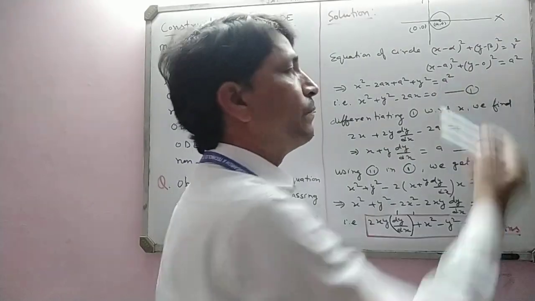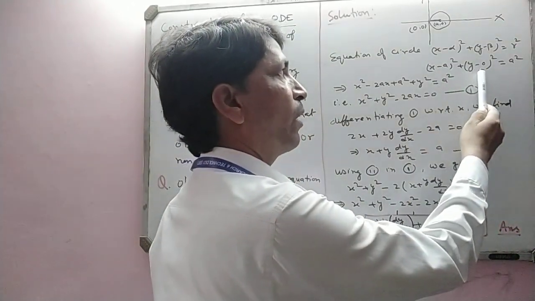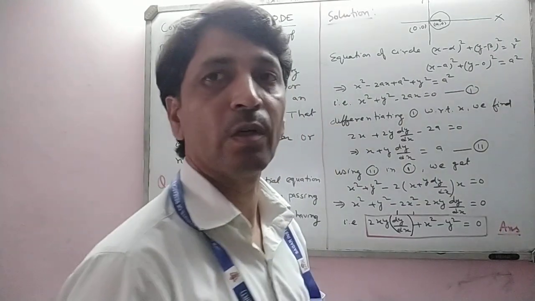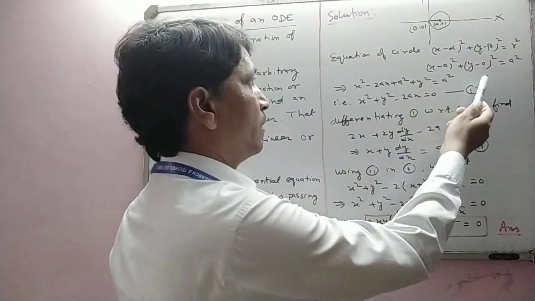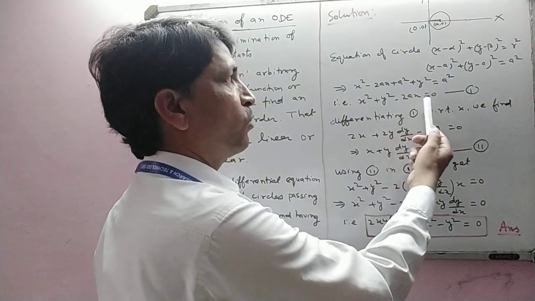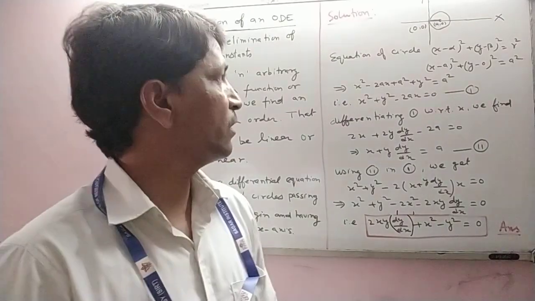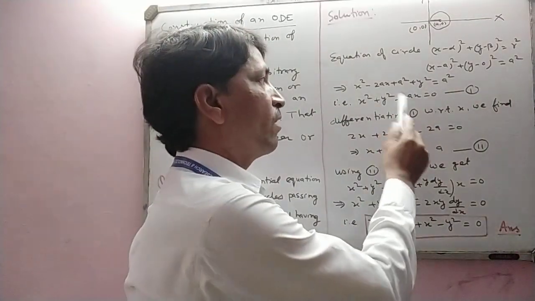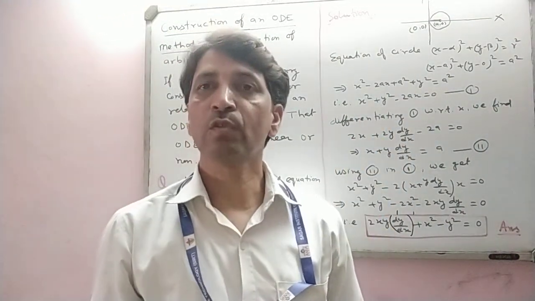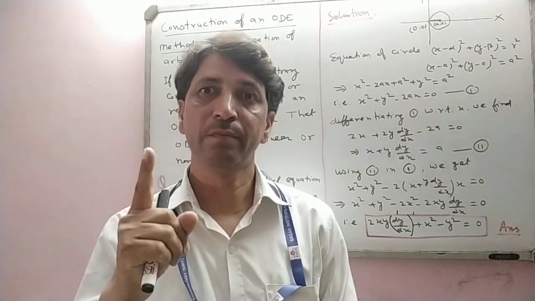According to this formula, its equation can be written as (x minus a) square plus (y minus 0) square is equal to a square. This can be simplified as x square plus y square minus 2ax is equal to 0. Equation 1. Equation 1 consists of only one arbitrary constant a. So we will find an ODE of order 1.